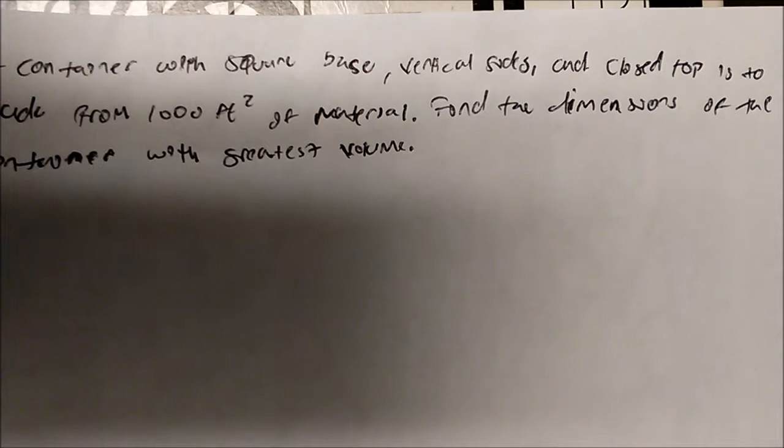So a container with square base, vertical sides, and a closed top is to be made from 1,000 feet squared of material. Find the dimensions of the container with the greatest volume.